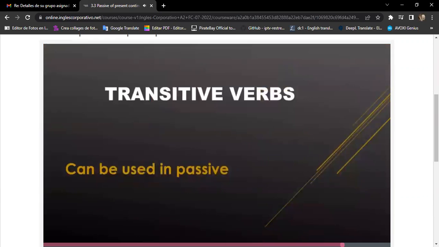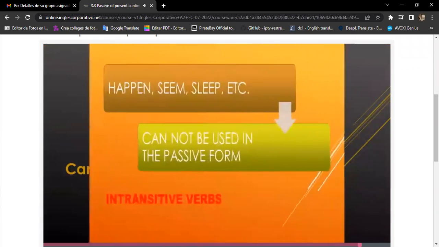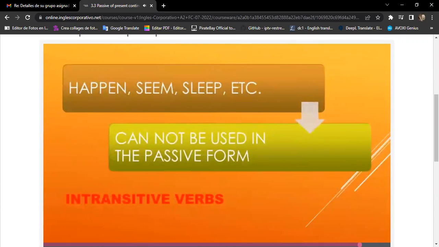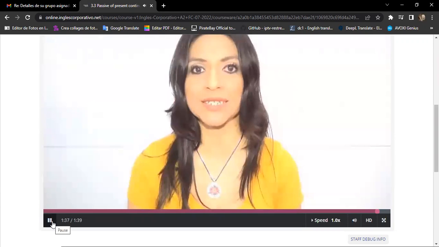Only transitive verbs can be used in the passive. Intransitive verbs such as happen, seem, sleep cannot be used in the passive form. Try typing a sentence using passive in each tense.